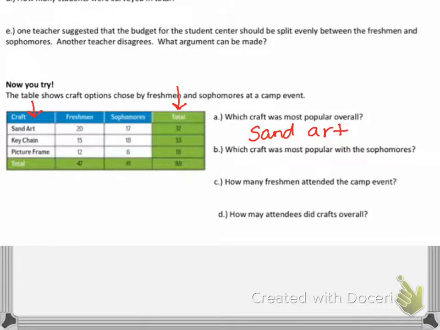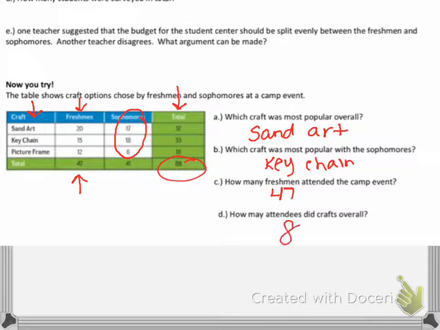Tallies, frequencies. Which craft was most popular with the sophomores? So I'm going to look at my sophomore numbers here, and the biggest number is 18, and that keychain was the popular craft. See how many freshmen attended the camp. So freshmen here, my total is 47, and how many attendees did crafts all together, so my overall total being 88.